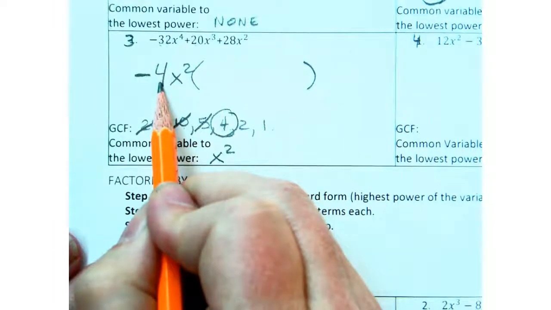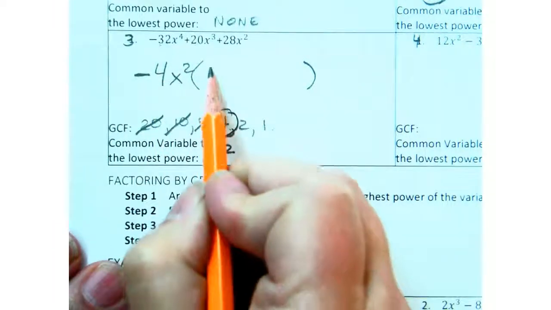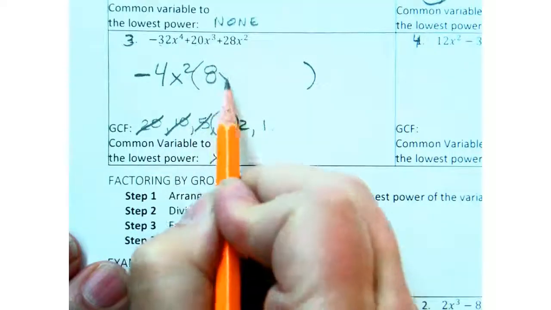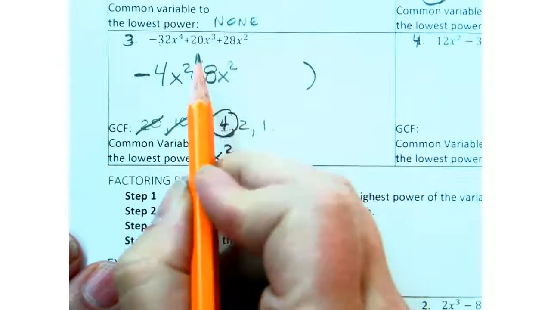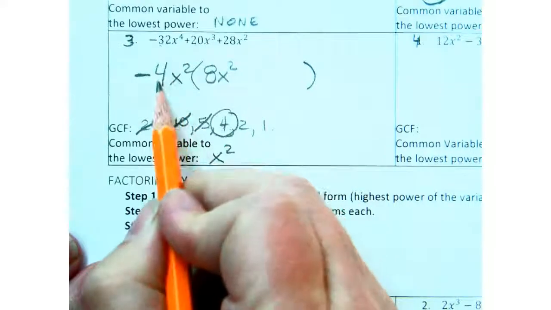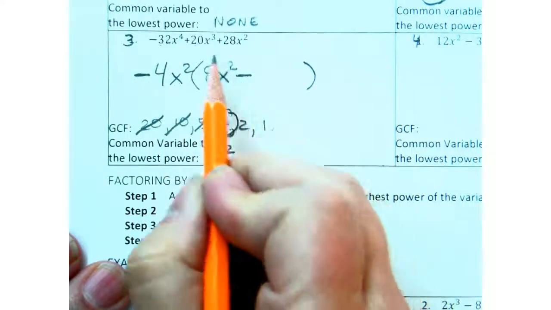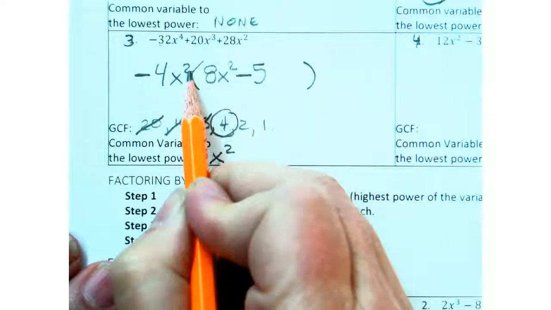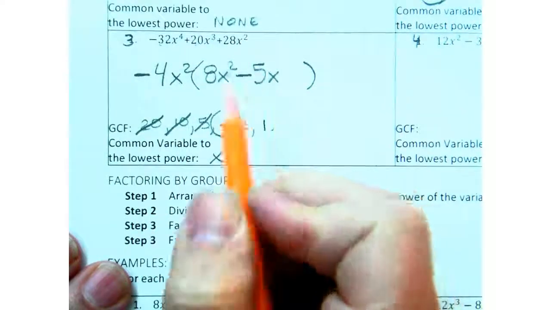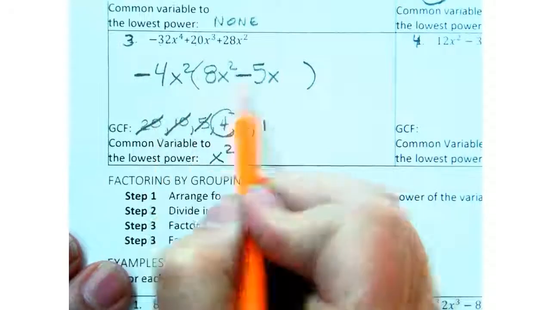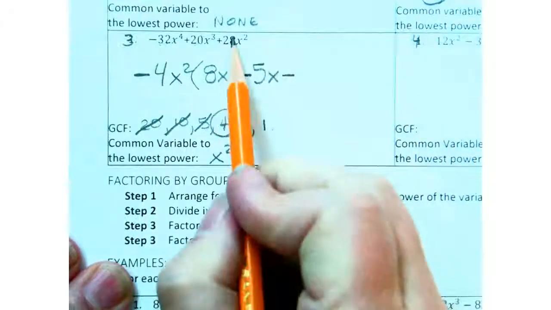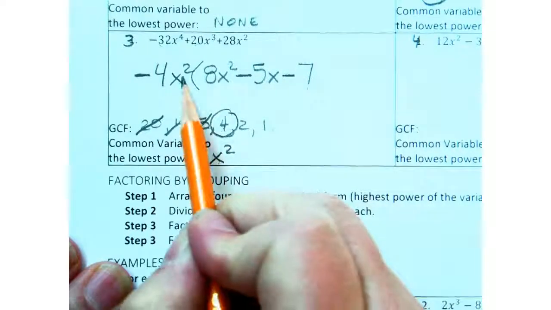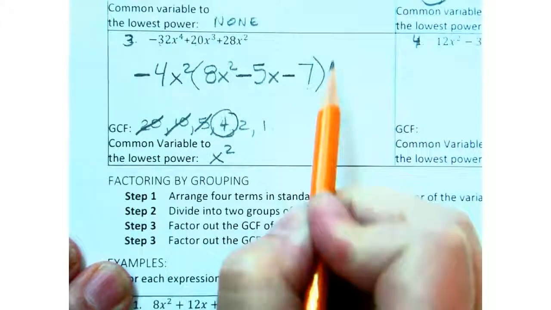Now, negative 32 divided by negative 4 is positive 8. X to the fourth divided by x squared is x squared. 20 divided by negative 4 is negative 5. X to the third divided by x squared is x. 28 divided by negative 4 is negative 7. X squared divided by x squared is 1.